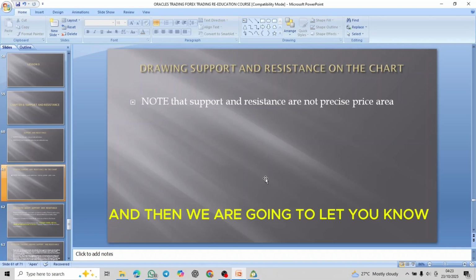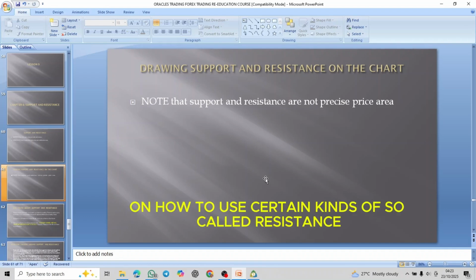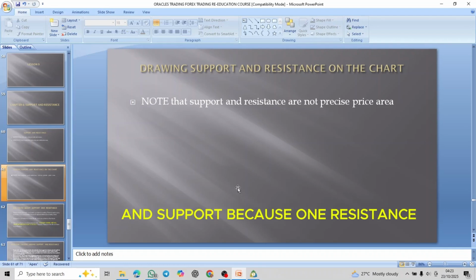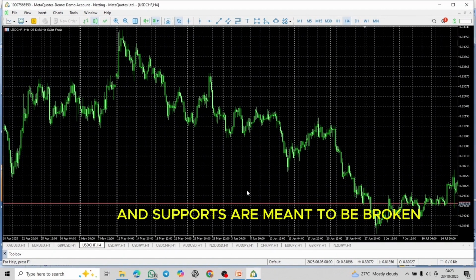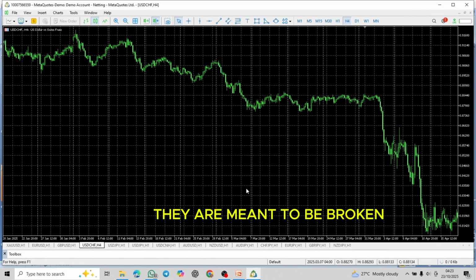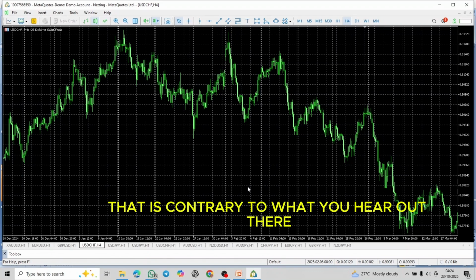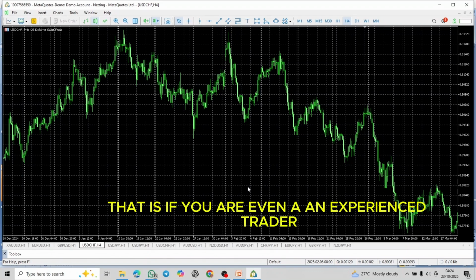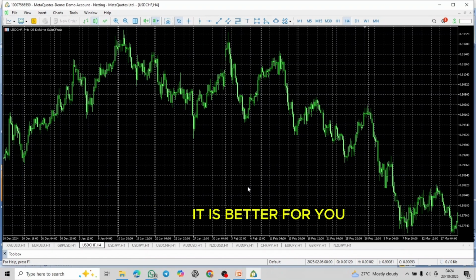And then we are going to teach you how to use certain kinds of so-called resistance and support. Because resistance and support are meant to be broken. They are meant to be broken. The market breaks them. So we are going to be bringing you concepts that are contrary to what you hear out there. If you are an experienced trader, or if you are a beginner, it is better for you.